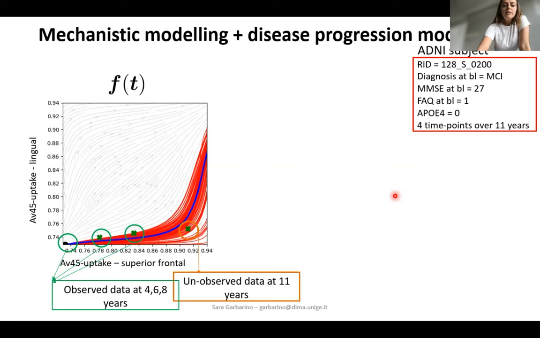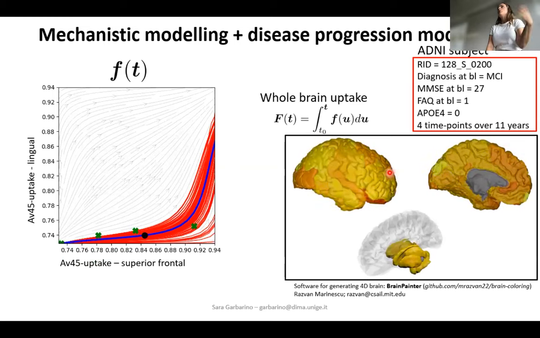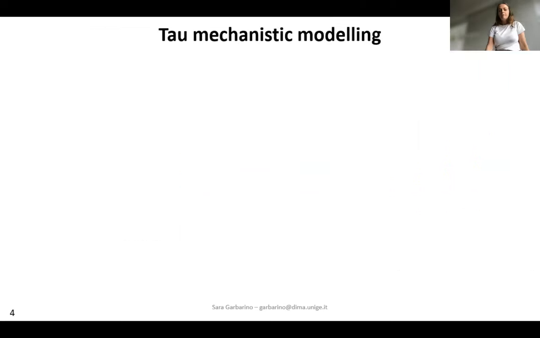And here with these green crosses, you see the observed and unobserved follow-ups that we used in the model, just to see whether they were falling within the prediction of the dynamics of the model. And this is between two specific regions, but you can do that between all the regions, right? So for this specific subject, given the dynamics predicted by the model, you have the patterns of amyloid accumulation in the brain, right? And yeah, okay. So that was it for mechanistic amyloid dynamics modeling.